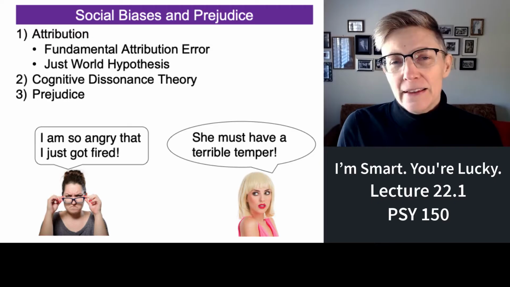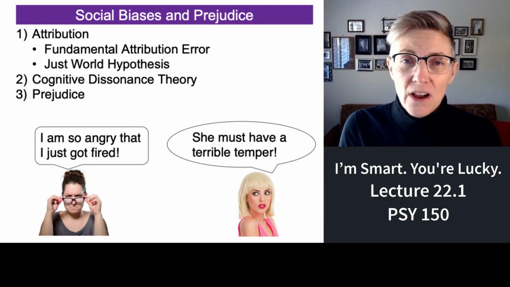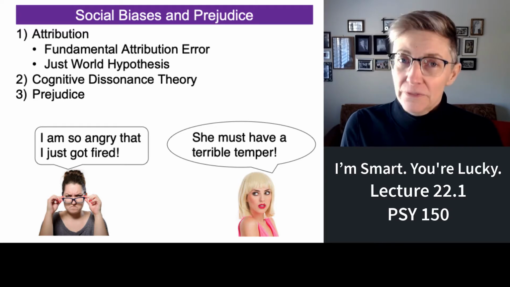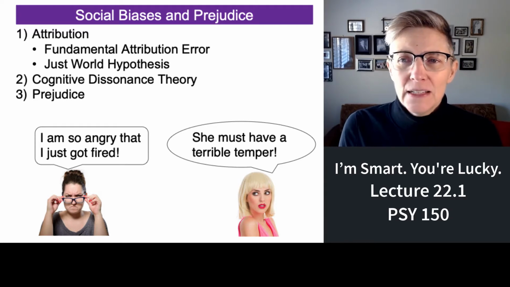Welcome to Lecture 22, which will cover bias and prejudice. The topics that we're going to focus on are attribution, the fundamental attribution error, the just world hypothesis, something called cognitive dissonance, and then we'll get to prejudice.